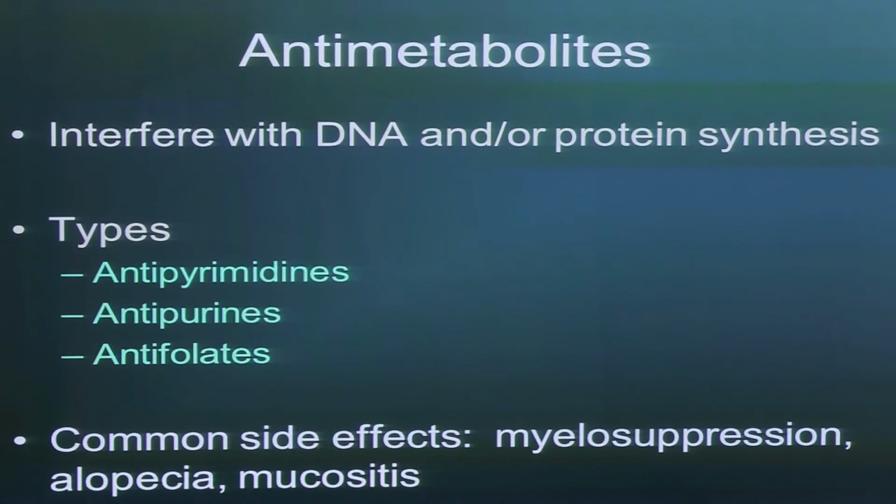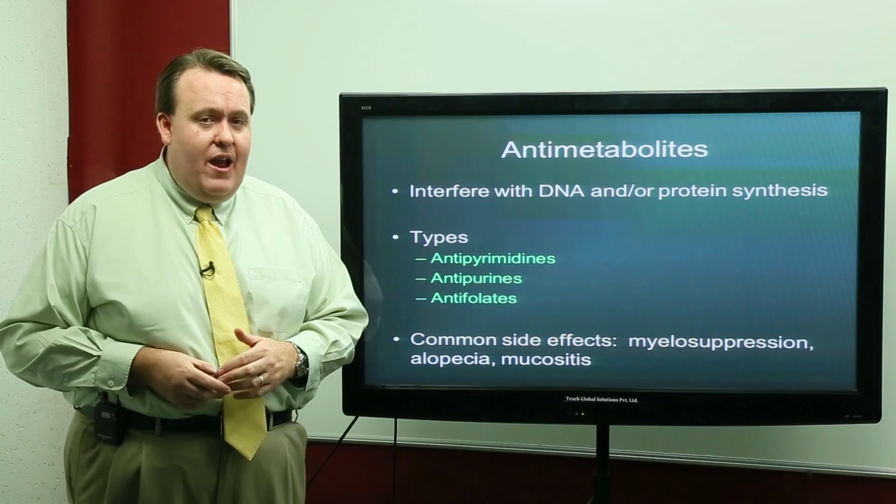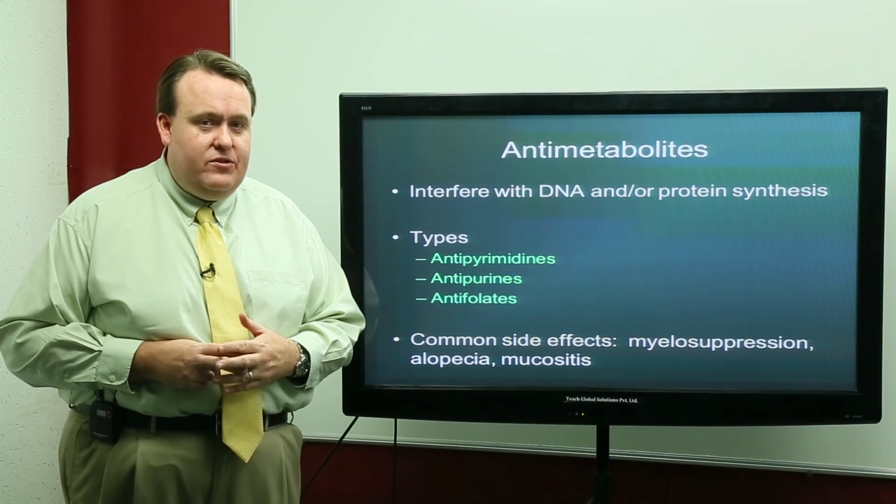The other pyrimidines, most importantly, is cytosine. And that's where we get the drug cytarabine, which is used in the treatment of AML, as well as gemcitabine, which is primarily used in pancreatic cancer, but is used in several other solid tumors as well.